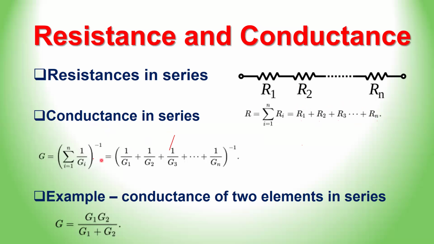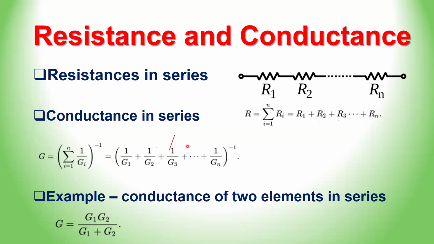Conductances in series can be expressed by means of this equation, where G is the conductance, which is equal to the reciprocal of, because there is a -1 sign, the reciprocal of, in brackets, the sum of the reciprocals of all the conductances Gi, where i varies from 1 up to n. That is finally solved as the reciprocal of 1 over G1 plus 1 over G2 plus 1 over G3 up to 1 over Gn.